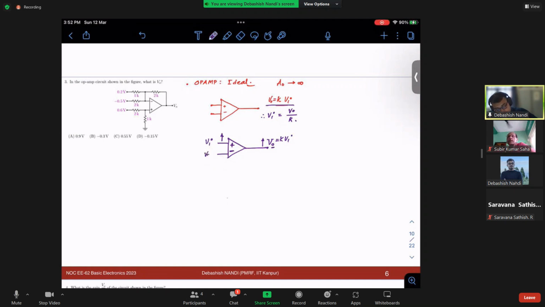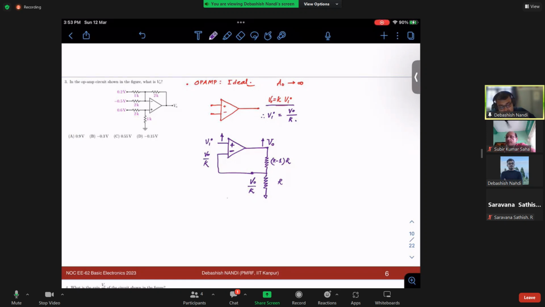You want V naught by K here, right? What you can do is simply use a resistive divider. Let's say this is K minus 1, this is K, and this is some R value. So what is the voltage at this point? The voltage at this point is nothing but your V naught by K. Do you see? This point voltage is V naught by K, and you simply feed it back.